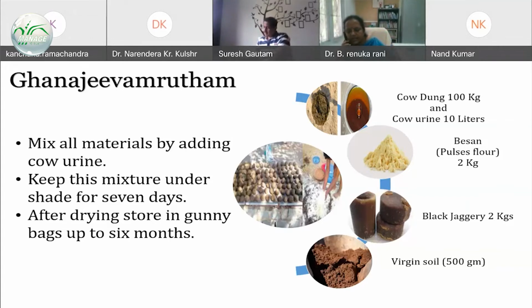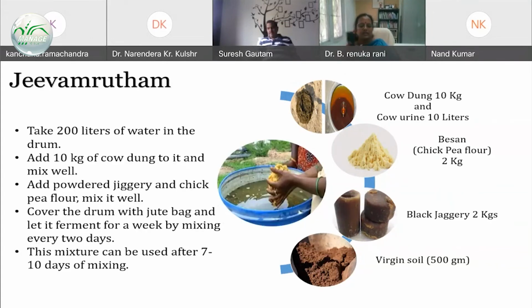If somebody has more cow dung available, more than 1 ton or 2 tons, that can be converted into ghana jivamritam by using jivamritam. We will first see how jivamritam is prepared. Jivamritam is a liquid form of bioinoculant. Ghana jivamritam is a solid form of bioinoculant. For jivamritam, what we need is 200 liters of water, 10 kgs of cow dung, and 10 liters of cow urine.